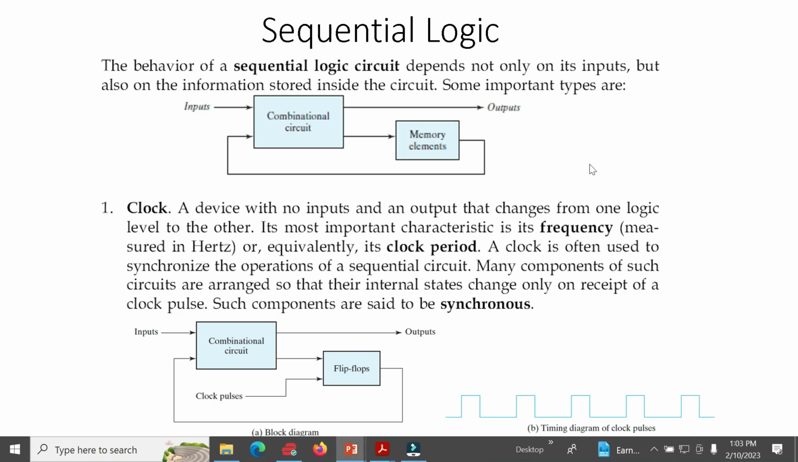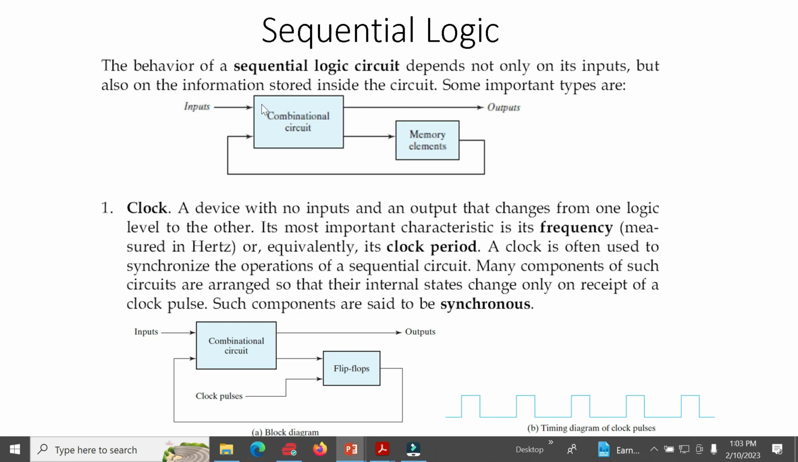Continue with Module 2, we have sequential logic. The behavior of a sequential logic circuit depends not only on its inputs, like this one, but also the information stored inside the circuit. So there are different important types of memory elements for a sequential logic circuit.